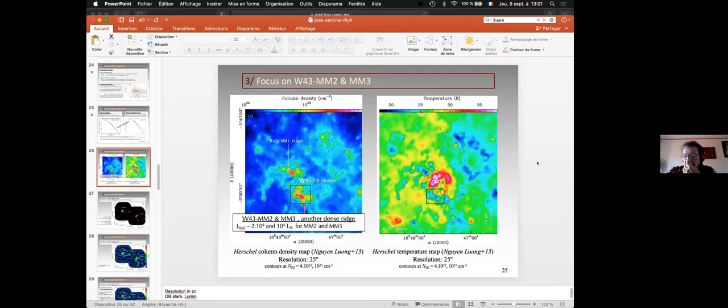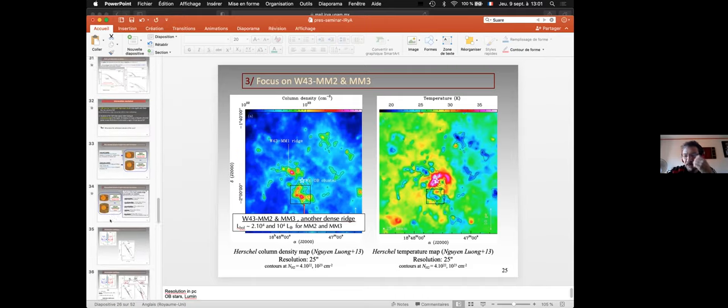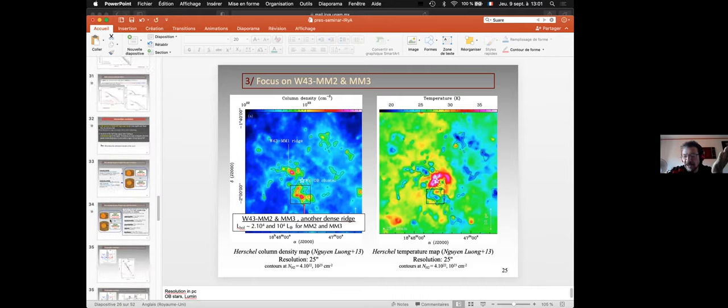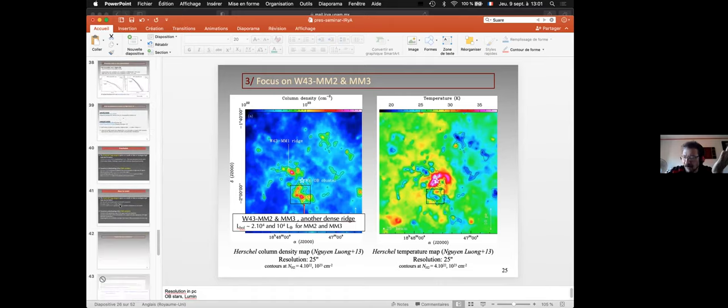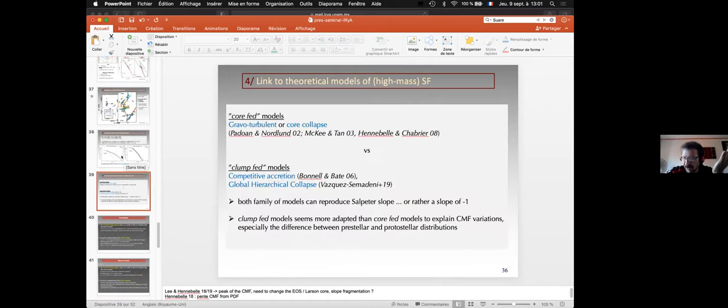Okay. And then my other question is also relatively quick, I hope. At the end, you said, and of course, I like that idea, that the clump-fed models seem to be more adequate to explain the CMF variations. But I didn't catch exactly why you say that. I would like to know what is the reasoning behind that statement. Yeah, so those are really early thoughts. So I'll be happy to discuss this in more detail.